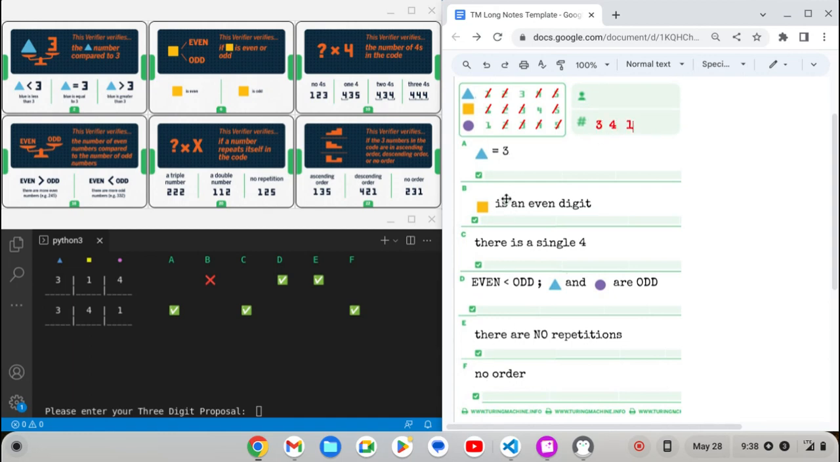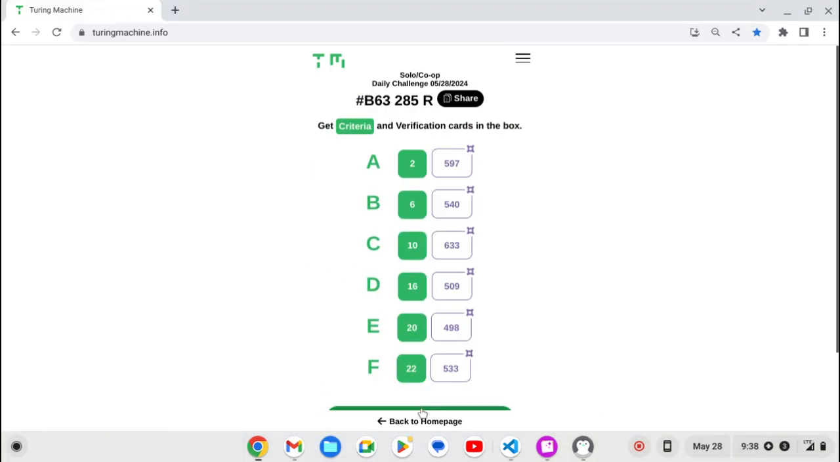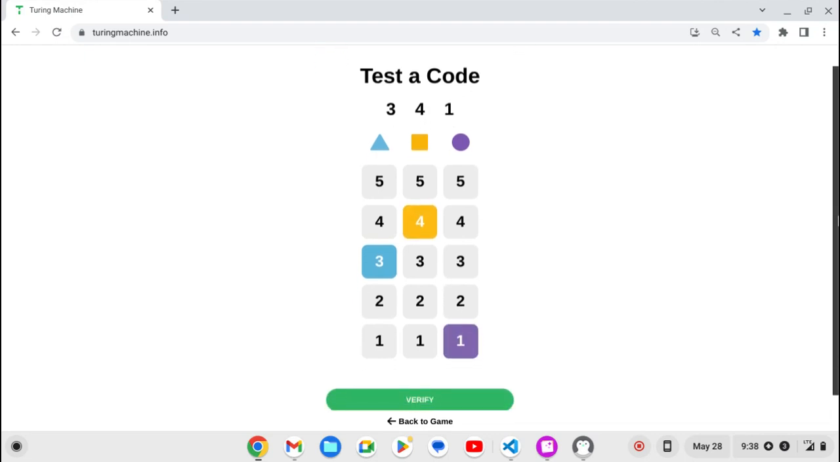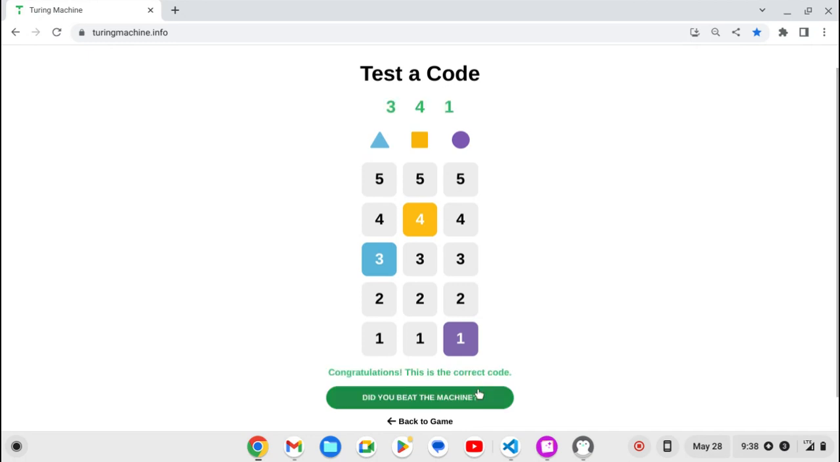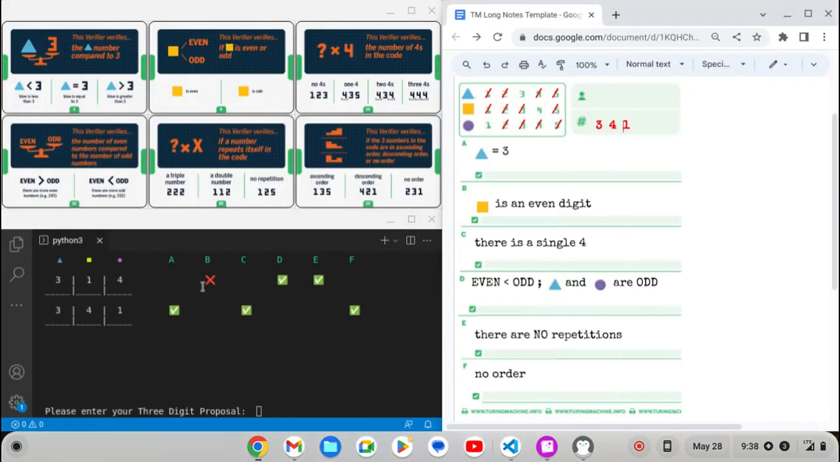Okay, so I filled out all my notes here. Everything looks in order. So let's go ahead and go to turingmachine.info and verify the solution. So 3, 4, 1, and if I click verify, okay, yes, we got it. So now let's go see if we beat the Turing machine. So the good thing is we did do it in 6 tests, which equate to the 6 verification cards. That's always a good indication that we'll score well.